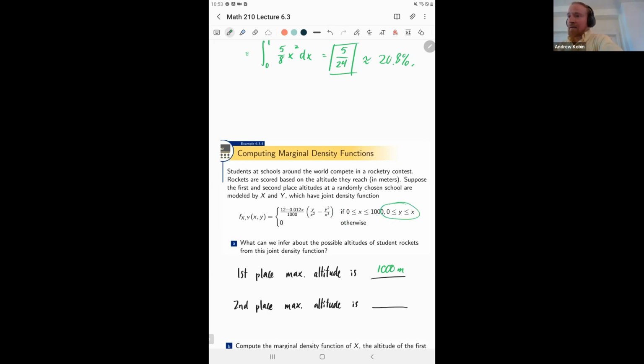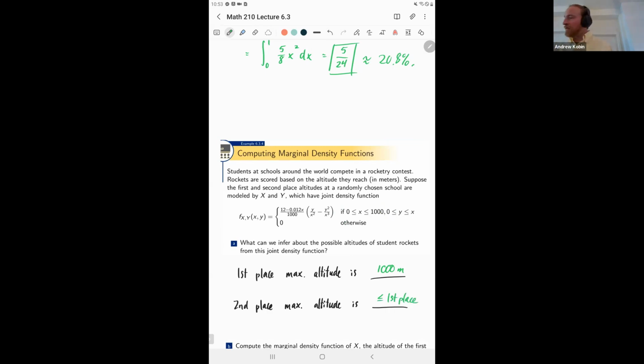given that first place score, we know the second place score can't have beaten it. So the y second place variable is no greater than x. And again, it can't be lower than 0. It didn't shoot into the ground. So the second place maximum altitude is less than or equal to the first place.